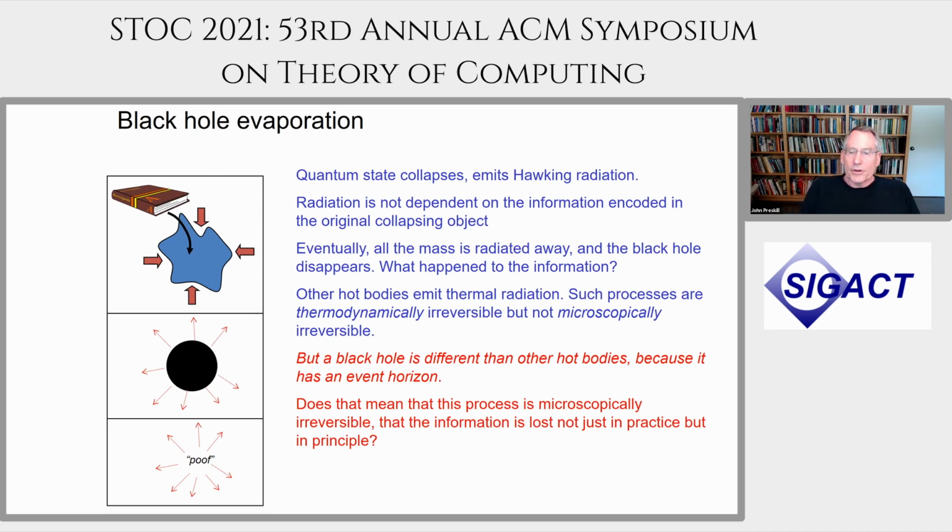Now, other objects which emit thermal radiation, we think, although a process looks thermodynamically irreversible, microscopically it's reversible. In principle, we could run it backwards. But black holes seem to be different because of the event horizon. At first blush, it appears that a process like this one would destroy information. That information would be removed from the universe, and the process would not be microscopically reversible. And that's really a big deal, because if true, it means that we need to recast the foundations of quantum theory.